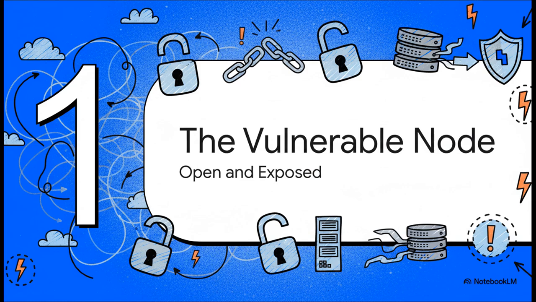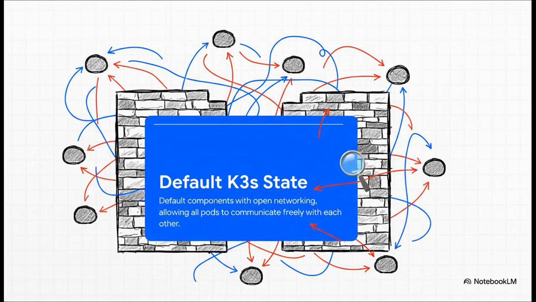Look, one of the best things about K3s is how ridiculously easy it is to get up and running. But, and this is a big but, that convenience comes with a trade-off. By default, its internal network is a free-for-all, and its most powerful credentials are way too easy to find. So here's the bottom line. When you first install K3s, it's built for speed and simplicity, not for airtight security. Thanks to the default network setup, every single pod can chat with every other pod across the entire cluster. And that, right there, is our first major mission. We gotta build some walls.